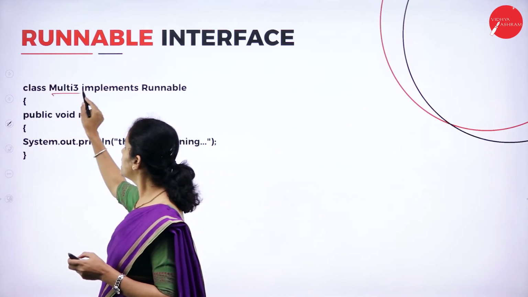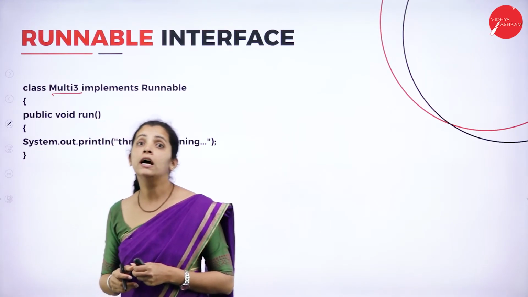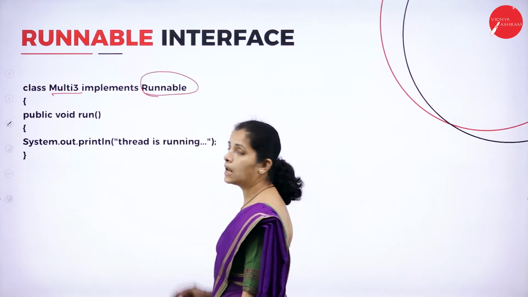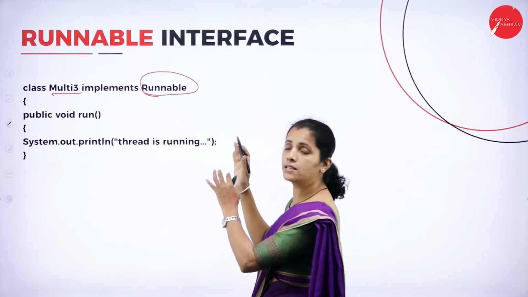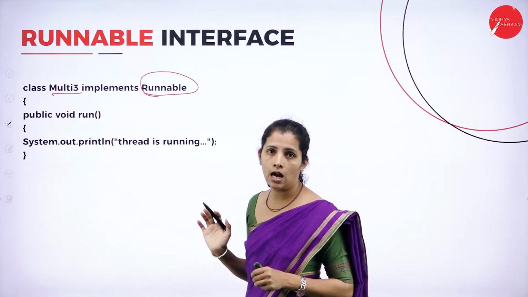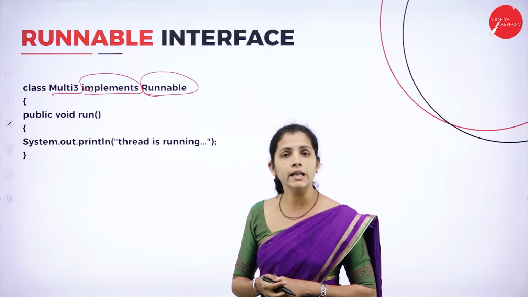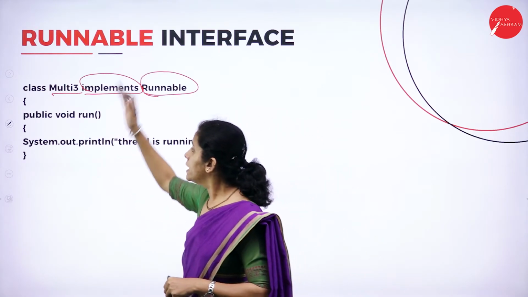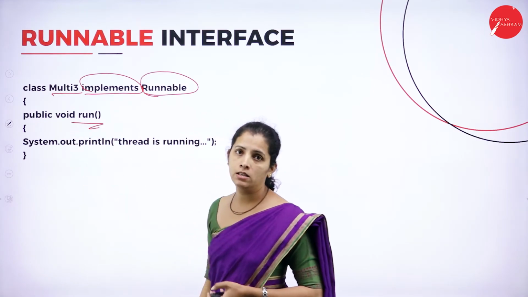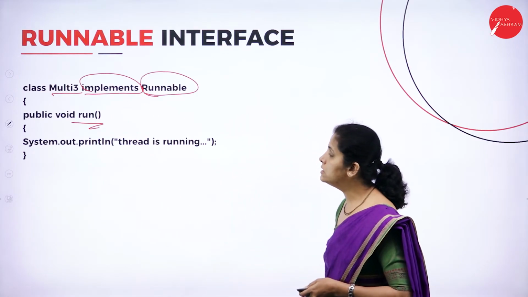Here my class name is Multi3 and I'm going to use the Runnable interface. What is my interface name? It is Runnable, so it is an interface. For that reason, I want to implement that interface in my class, so I'm going to use the keyword implements. Now, inside this class, I'm going to call the run method.